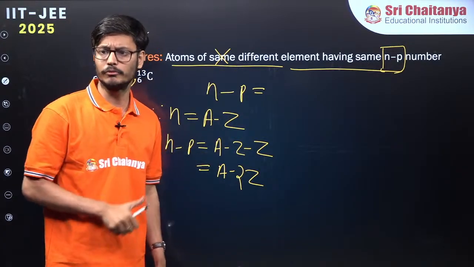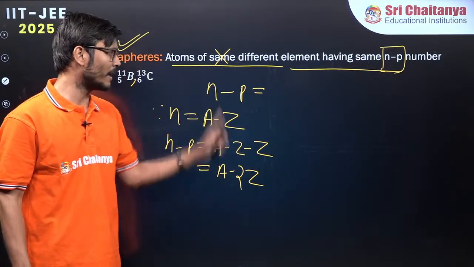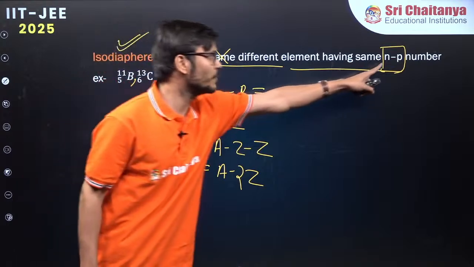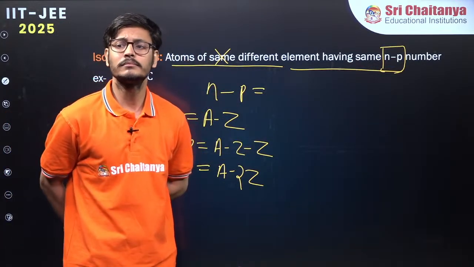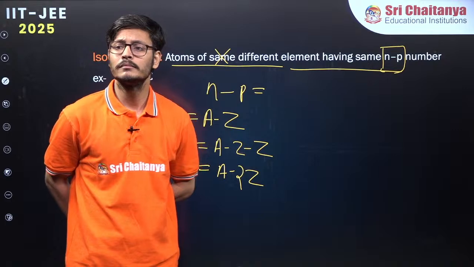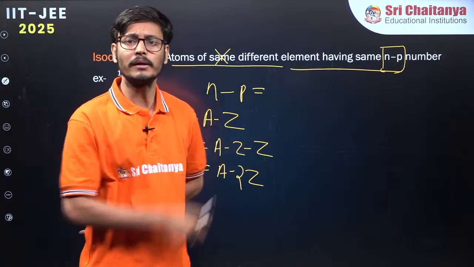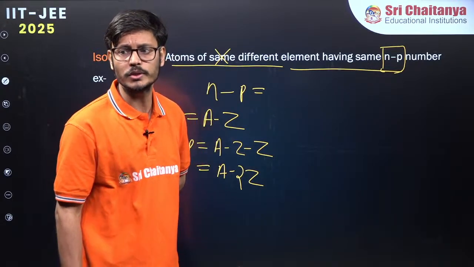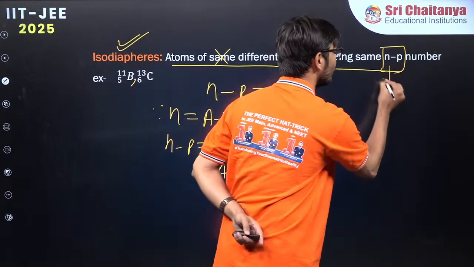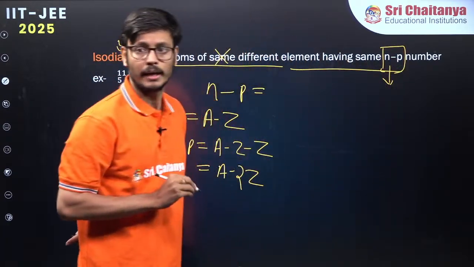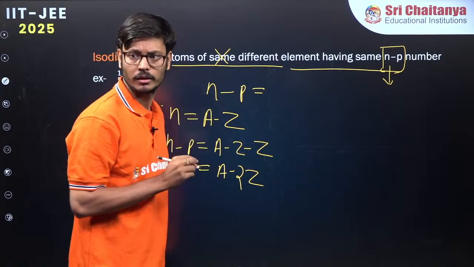Is this clear to everyone? Give us a thumbs up quickly. N minus p is nothing but A minus 2Z. Is it clear to everyone? N minus p is equal to A minus 2Z. Very good. Okay.